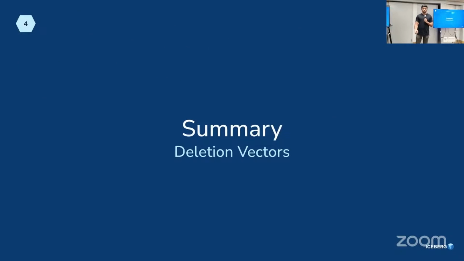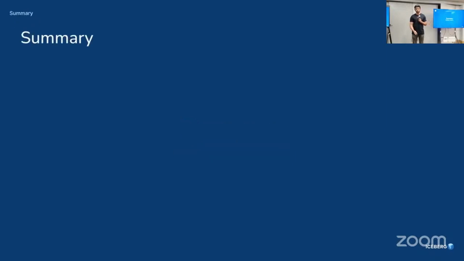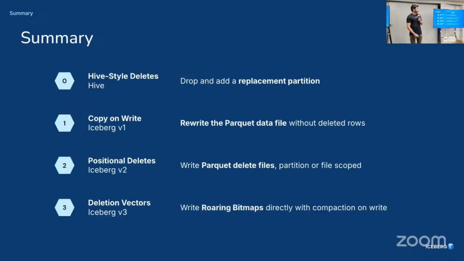So I want to conclude this talk, I think I'm about a minute over, just talking a little bit about the summary of deletion vectors that we discussed throughout this talk, just because we've discussed a lot of things. And if I have to leave you with anything, it's just these 4 things, where we started out with our Hive-style deletes, where you dropped and you added a replacement partition and did your best to figure out what should be deleted. We then went to this copy on write method, where you rewrote the Parquet data file without the deleted rows. Then we went to this position delete method, where you write the Parquet data files, partition or file scoped. And then we finally concluded with Iceberg v3, where we're now going to use roaring bitmaps directly and enforce compaction to solve some of the problems we ran into.